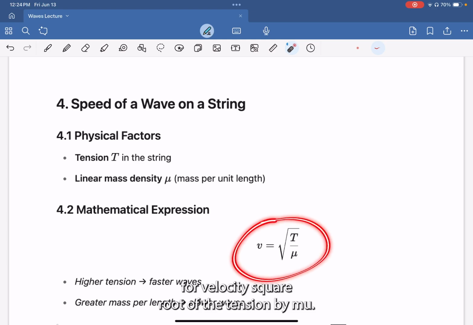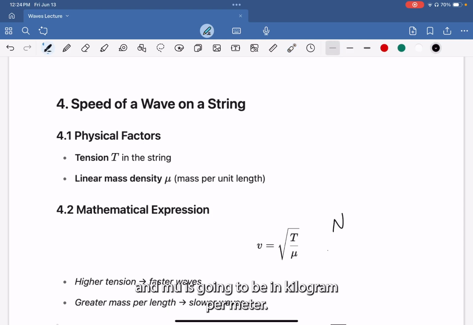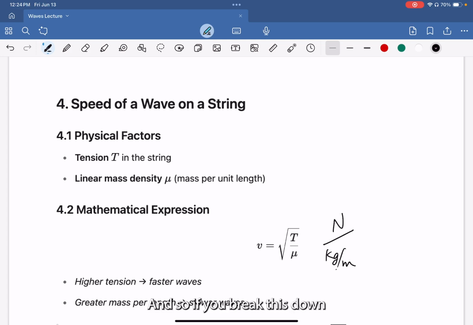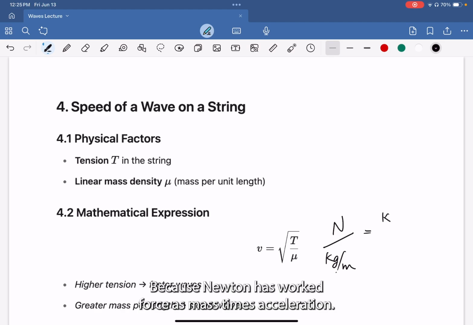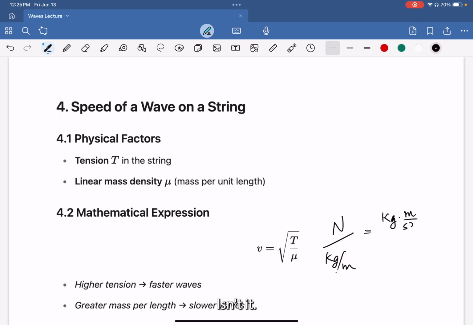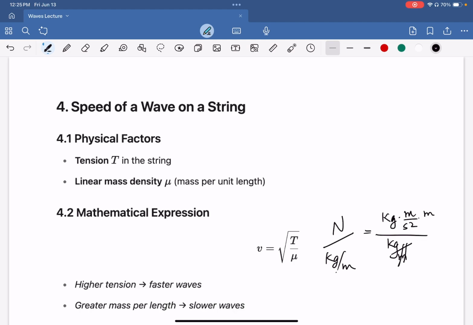So this is the formula for velocity, square root of the tension divided by mu. Remember that tension is in newtons and mu is going to be in kilogram per meter. And so if you break this down, you are going to get a velocity for sure, because Newton is what? Force is mass times acceleration, isn't it? And divided by a kilogram, again divide by meter. So instead of putting divide by meter there, I can put that on top.